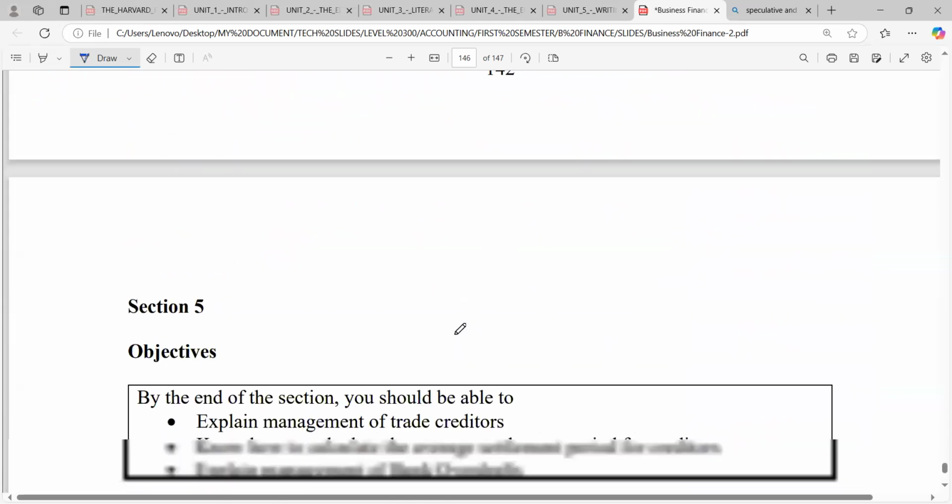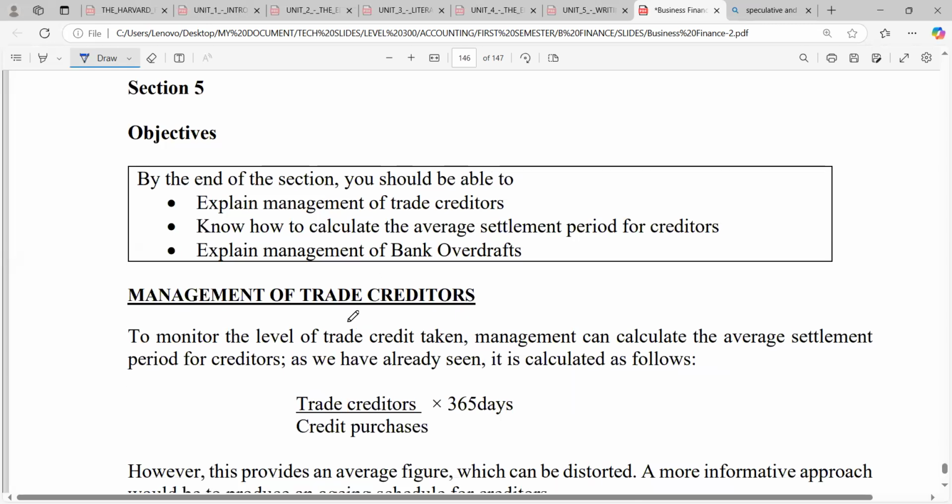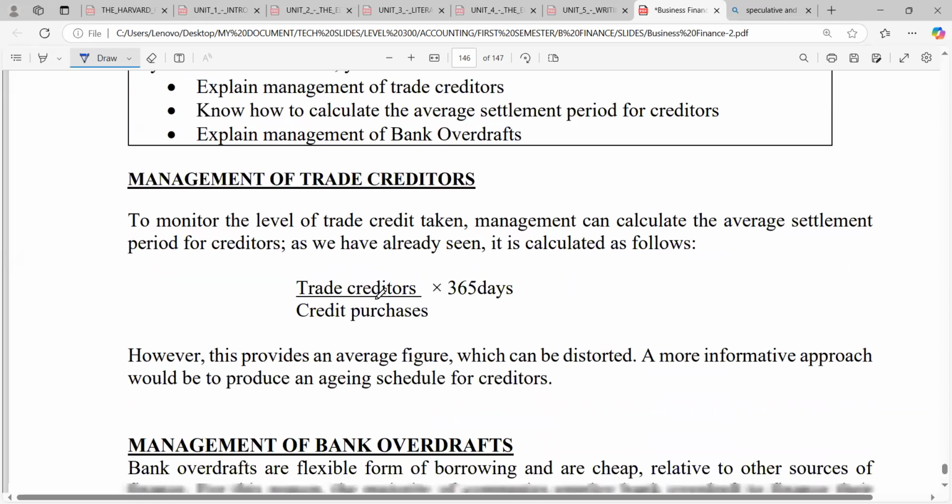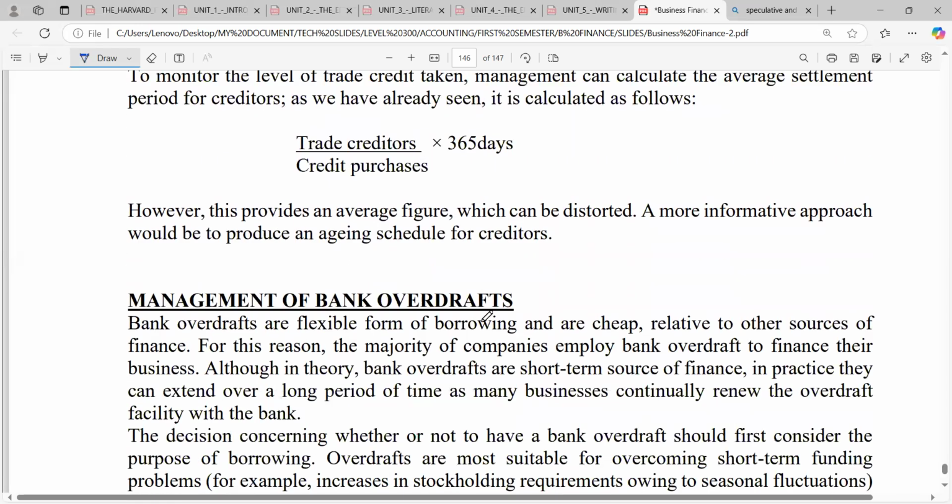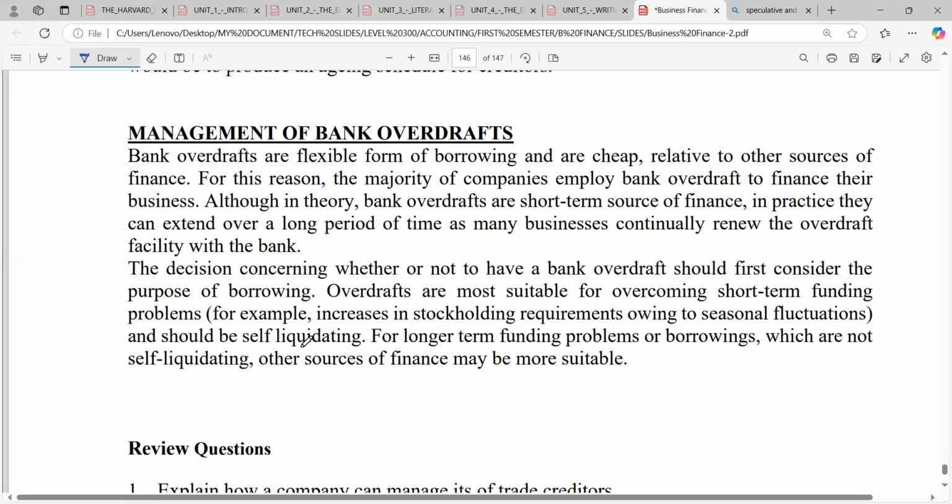Then the last one, we move to the liabilities. In the liabilities, we look at trade creditors, and you know how to find trade creditors. Creditors are those you would have to pay back. And then we come to the bank overdraft. It says that bank overdrafts are a flexible form of borrowing and are cheap relative to other sources of finance. I've already explained them. How do you manage them? That's what you need to look at.